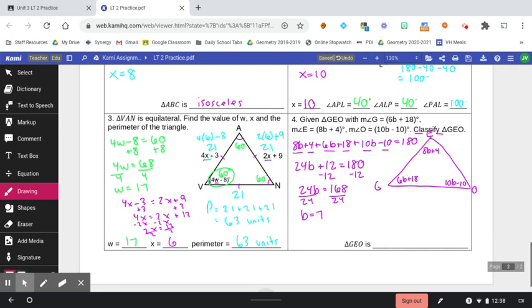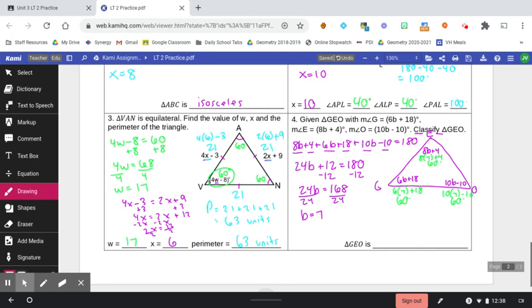All right, now that I know what B is, I'm going to take that number, 7, substitute it in for each of these angles. So here I have 6 times 7 plus 18. 6 times 7 is 42. 42 plus 18 is 60 degrees. Over here, 10 times 7 minus 10. That's 70 minus 10, which is also 60 degrees. Okay. And then when I plug it in up here, 8 times 7 plus 4, that's 56 plus 4, 60 degrees. All right. I have 3 equal angles here.